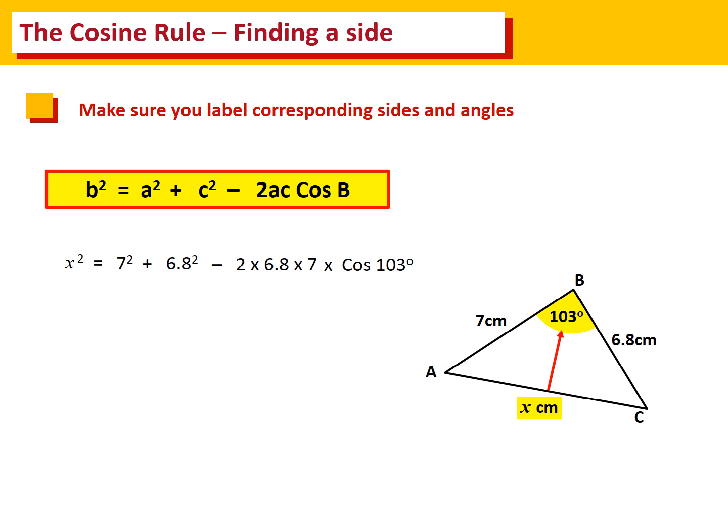We tap the right hand side into our calculator. That gives us x squared, so don't forget we have to square root both sides, and then we round off to a suitable degree of accuracy.